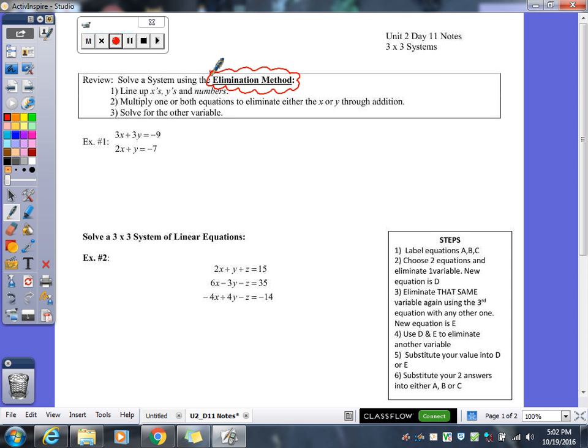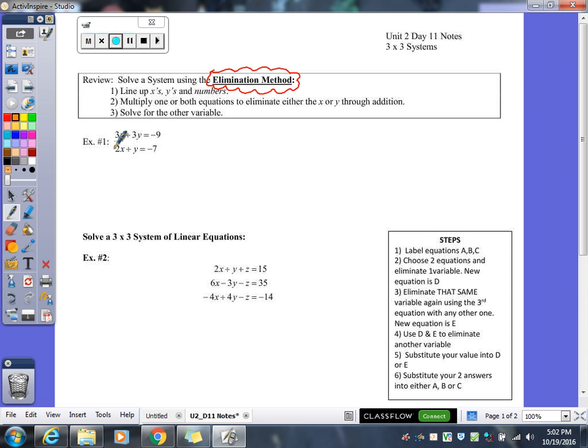So when we're doing our elimination method, the whole goal is to eliminate something. That's why we call it the elimination method. In order to make that happen, you need to have one of your terms, so like example 1, whether it be x's or y's, they need to have the same coefficient. It's just one's got to be a positive version and one has to be a negative version of that number. So if I look at my x's, I have a 3 and a 2. Look at my y's, I have a 3 and a 1.